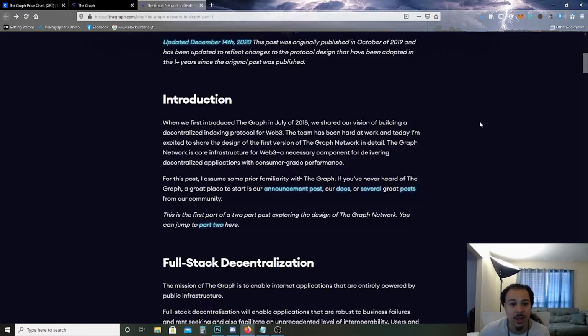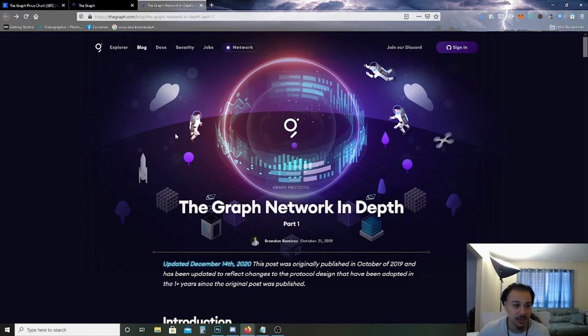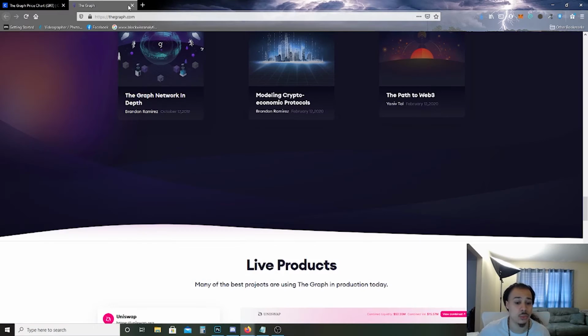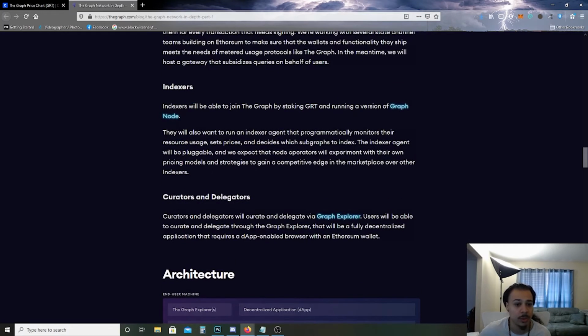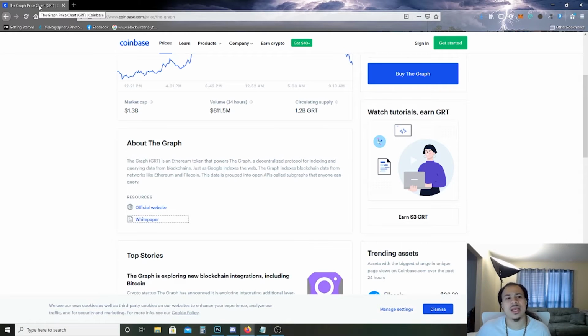So it's pretty much an API, and it helps us connect the dots to make it simple. And that was the white paper. My personal opinion: if we were to symbolize cryptocurrency in general in this day and age as a bridge, this is definitely a significant part of the bridge, just for the simple fact that it indexes blockchain data from networks like Ethereum and Filecoin.